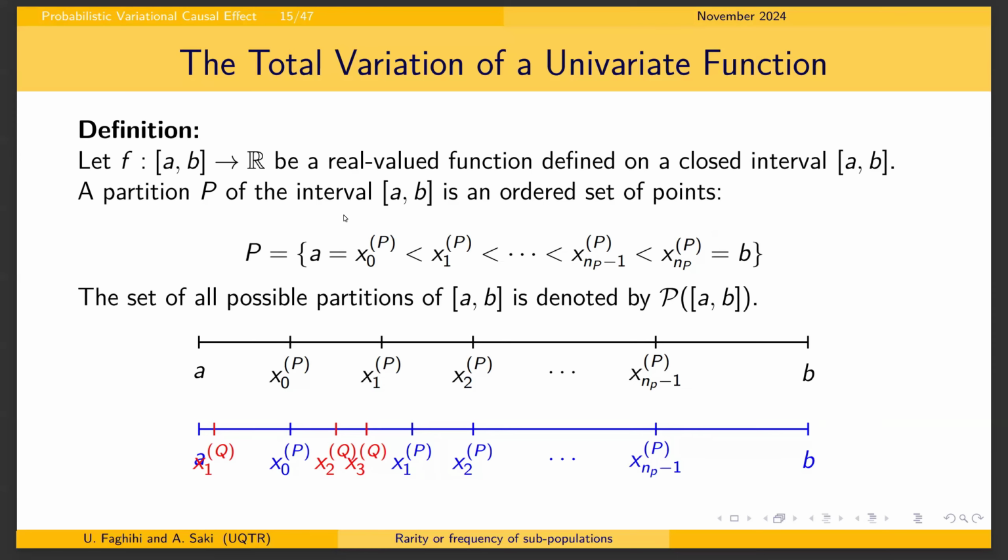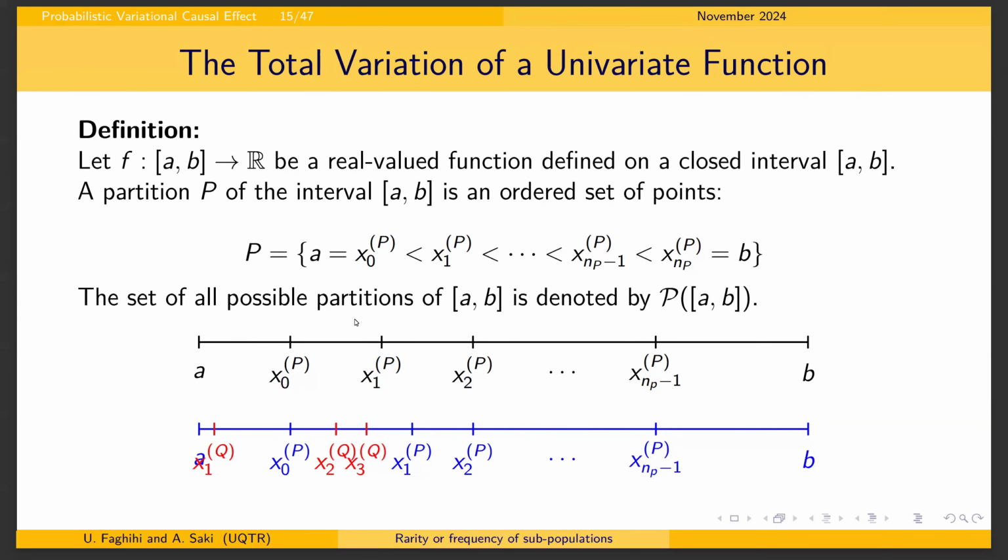So for a univariate function, we have a real valued function defined on a closed interval a and b, okay, and we define a partition. The partition is, for example, between a and b, and we have x0 through xp. So here I showed it visually, so it's going to be easier for you.